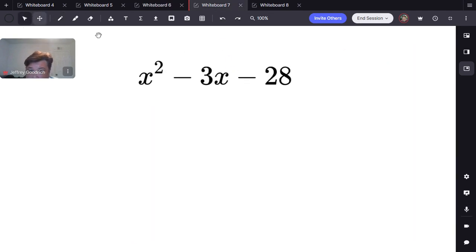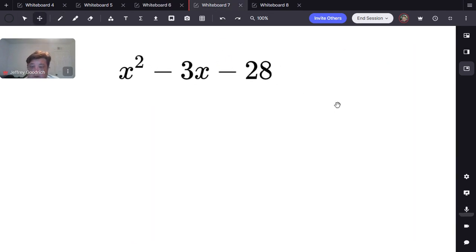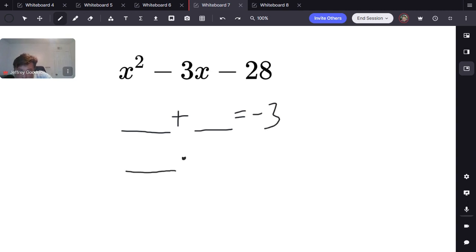So now we've got this one. Same deal. So we've got a -28 that we have to multiply to, and we've got a -3 that we have to add to. So let's go ahead and set this up. It's got to add to -3, and it's going to multiply to -28.